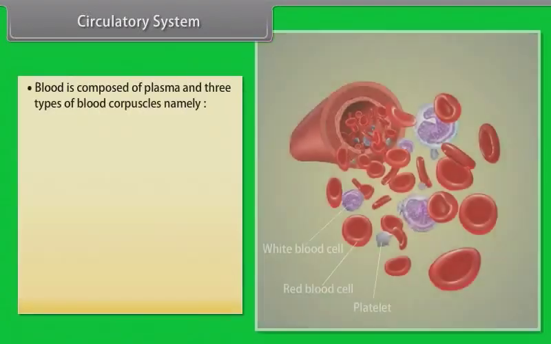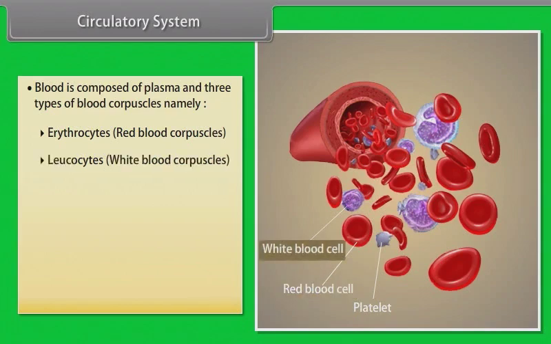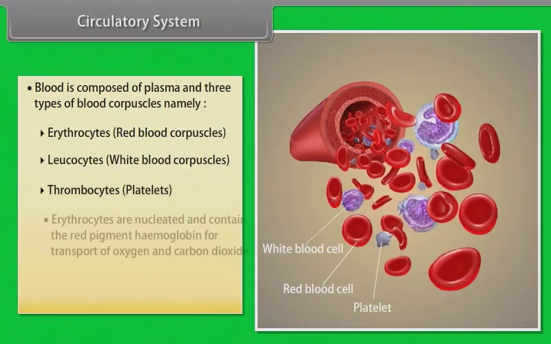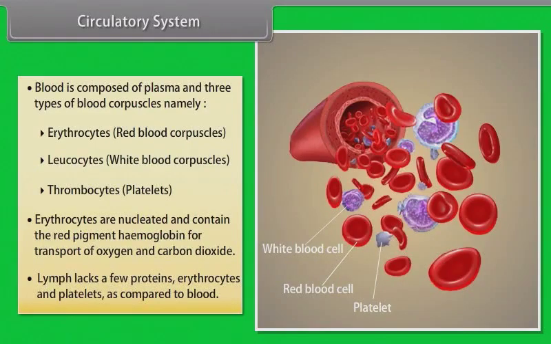Blood is composed of plasma and three types of blood corpuscles, namely erythrocytes, that is, red blood corpuscles; leukocytes, that is, white blood corpuscles; thrombocytes, that is, platelets. Erythrocytes are nucleated and contain the red pigment hemoglobin for transport of oxygen and carbon dioxide. Lymph lacks a few proteins, erythrocytes and platelets as compared to blood.